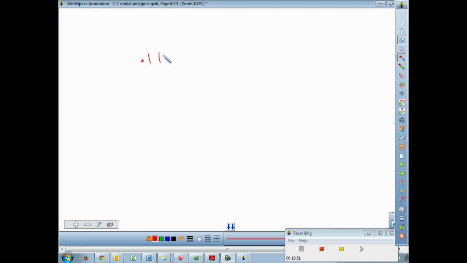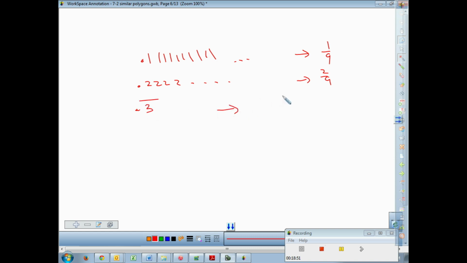Okay? 0.1 repeating is 1/9. Awesome. 0.2 repeating is 2/9. 0.3 repeating. What is that? It's 3/9, which is really what? 1/3. So what's 0.4 repeating going to be? 4/9. What's 0.5 repeating? 5/9. What's 0.6 repeating? 6/9, which is really what? 2/3. What's 0.7 repeating? 7/9.